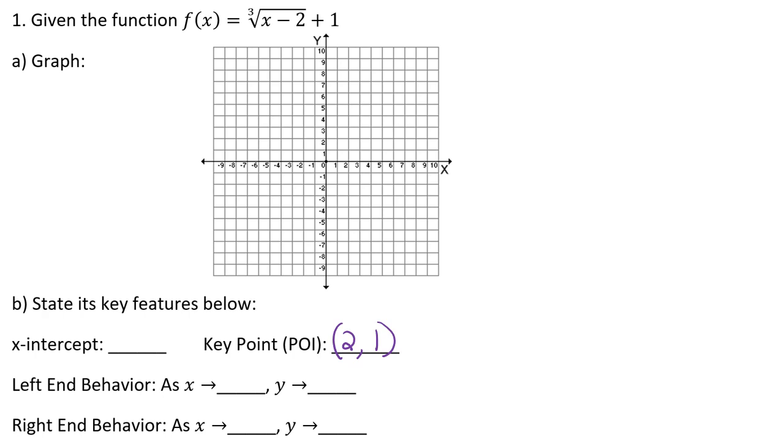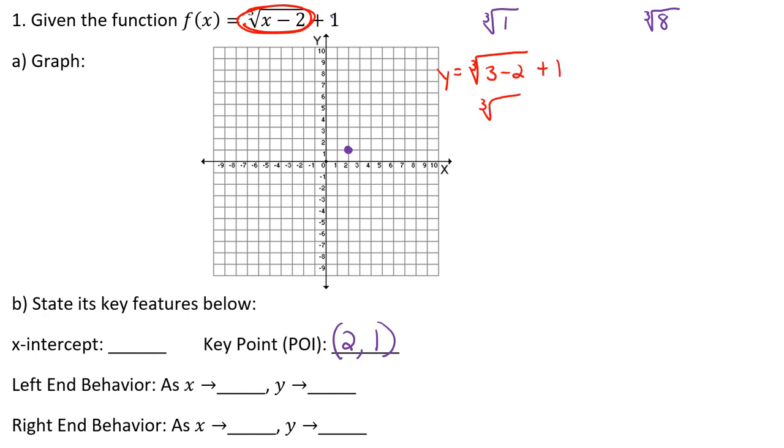So for the cube roots, I recommend that we figure out how to create the cube root of 1 and the cube root of 8 to help us find some other key points. So first I'm going to go ahead and graph 2, 1. All right, so now to create the cube root of 1, I ask the question, what number minus 2 would equal 1? And that is going to be 3.